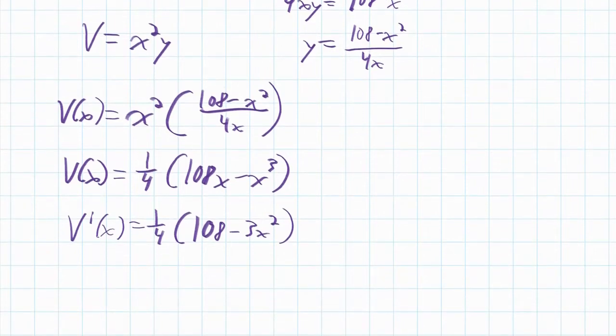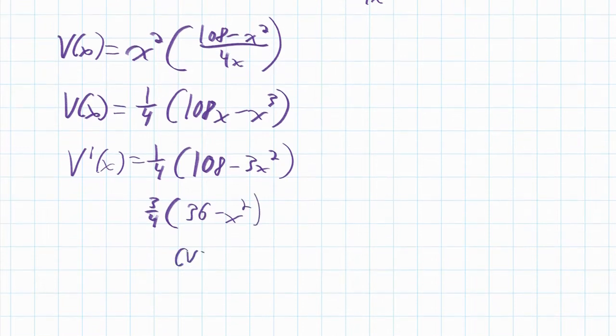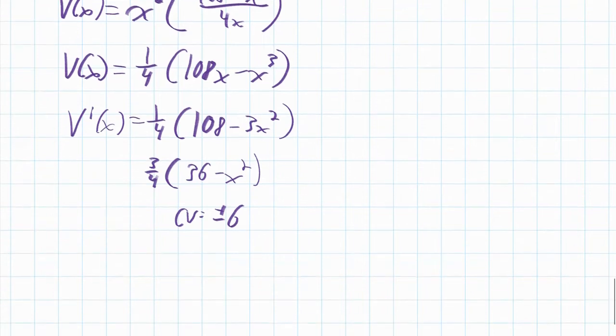Well, let's just solve it. If I set it equal to 0, and should I show it factored? Probably. Let's show it factored. Let's take out a 3 and get a 3/4, and this is going to give me a 36 minus x squared, which clearly then we see that our critical values are plus or minus 6. So this is actually much easier now to do a V double prime of x.